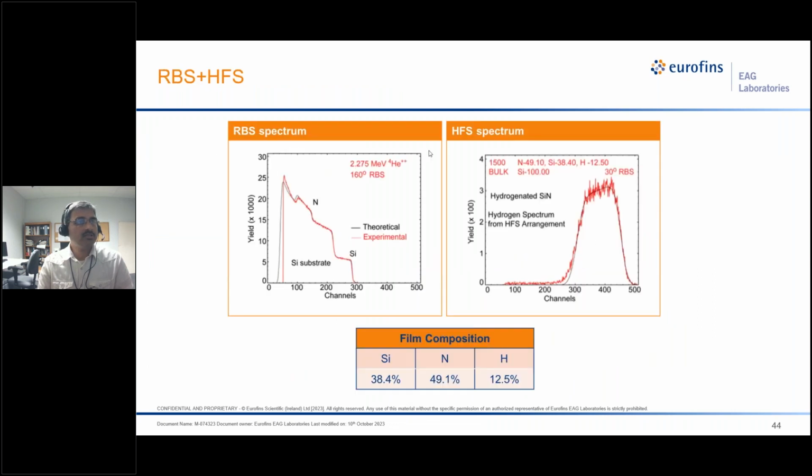This is the typical RBS and HFS spectrum for silicon nitride, hydrogen-bearing silicon nitride. We measure the RBS spectrum and HFS spectrum separately, but on the same sample substrate. And these are fit together iteratively to get the final composition solution for silicon, nitrogen, and hydrogen.